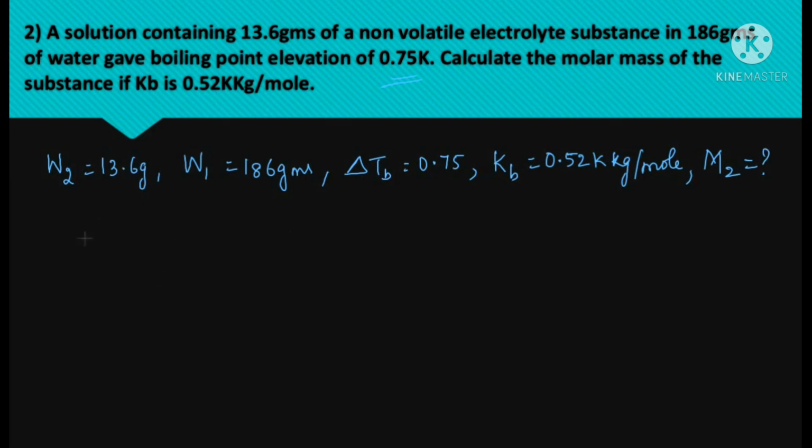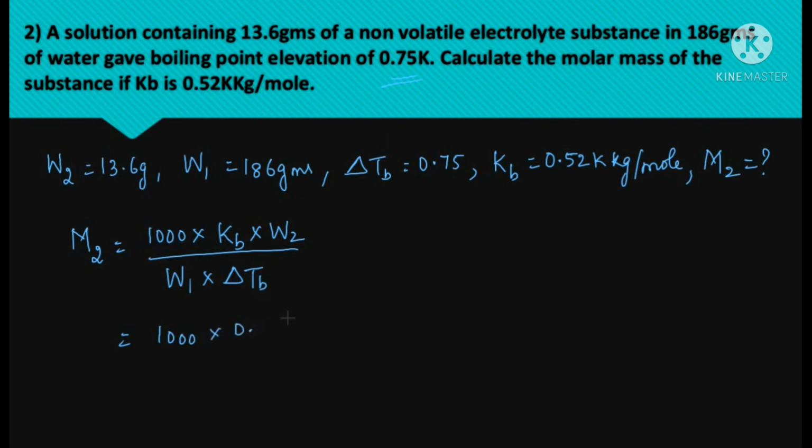Okay, so already we know the formula, right? So let us write the molecular weight formula. M2 is equal to 1000 into Kb into W2 divided by W1 into delta Tb. So all the values we are having, we can directly substitute the values and find out the answer. So 1000 into 0.52 into W2 it is 13.6 divided by, and what is the next value? What is W1 given? 186 into delta Tb it is 0.75.